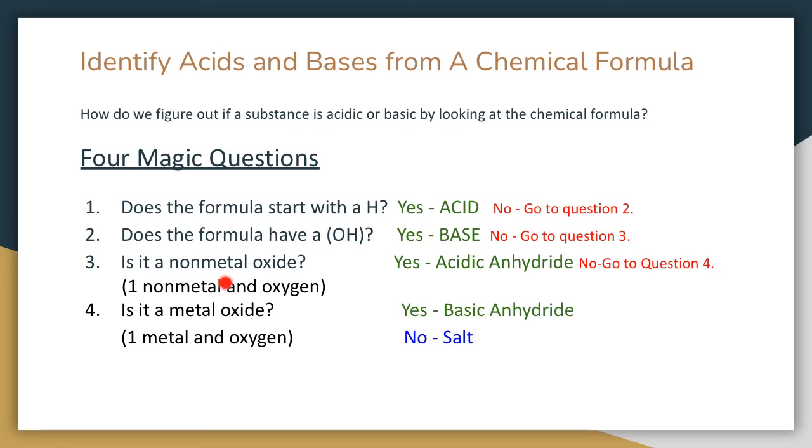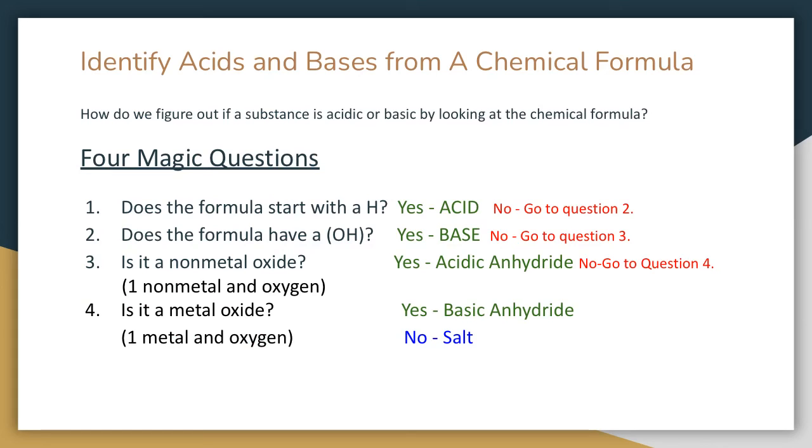Is it a nonmetal, anything on the right-hand side of the periodic table, oxide? 1 nonmetal and oxygen. If that's a yes, you have an acidic anhydride. If it's a no, go to question 4. Is it a metal oxide? 1 metal and oxygen. If that's a yes, basic anhydride. If no, you have a salt.